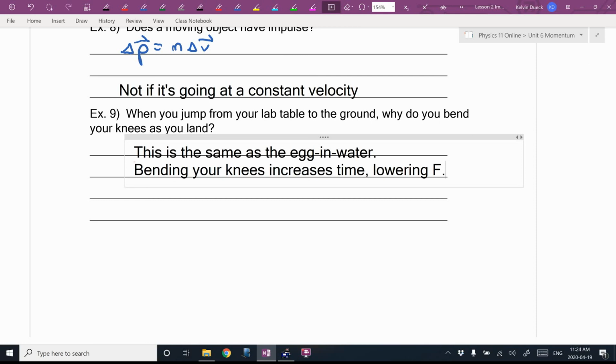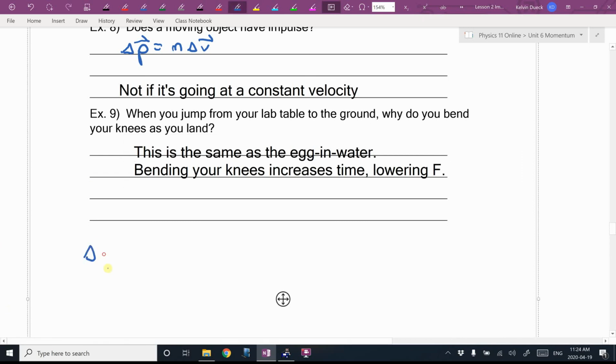ground, after you hit the ground, your final velocity is going to be zero. Your initial velocity depends on how high you jumped from, but you're stuck with that change in momentum. But if you bend your knees or even tuck and roll, if you're jumping from a really high height, you're increasing the time of impact, decreasing the force.